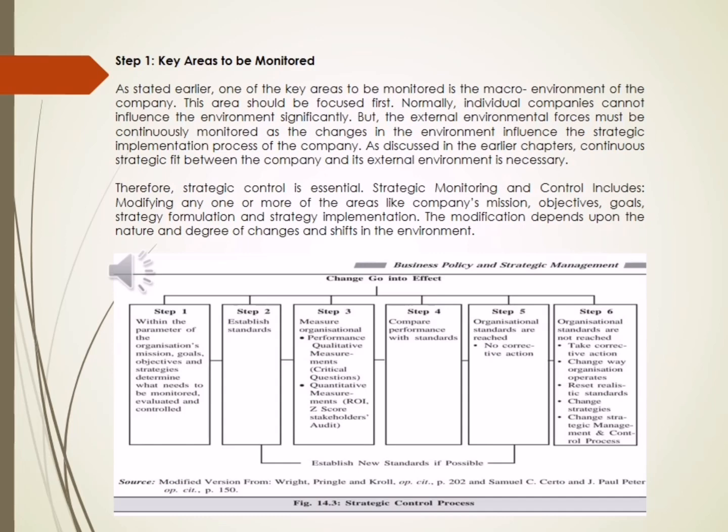As discussed in the earlier chapters, continuous strategic fit between the company and its external environment is necessary. Therefore, strategic control is essential. Strategic monitoring and control includes modifying any one or more of the areas like the company's mission, objectives, goals, strategy formulation, and strategy implementation. The modification depends upon the nature and degree of changes and shifts in the environment. So as you can see here in the table, we have the 6 steps for strategic control process.